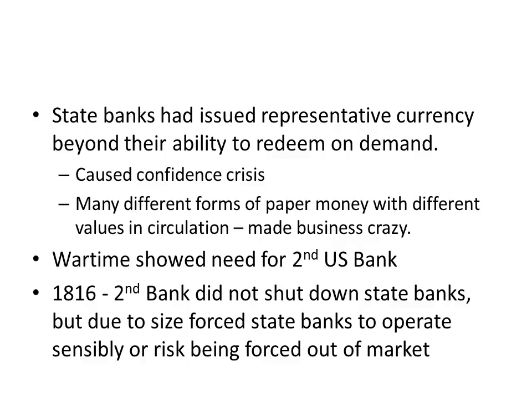So in the absence of a national bank, the country fought the war in 1812 relying on what are called state banks. State banks do a similar function, but only within each given state. And the state banks had issued representative currency beyond their ability to redeem on demand. What that means is they were printing money that was worth so much gold, and they were printing more money than gold. So when people started turning up and asking to change it back to the metal, they couldn't do this. This caused a crisis of confidence, and it caused a lot of chaos, and there were a lot of different forms of paper money with different values in circulation. It made business very difficult and very crazy.